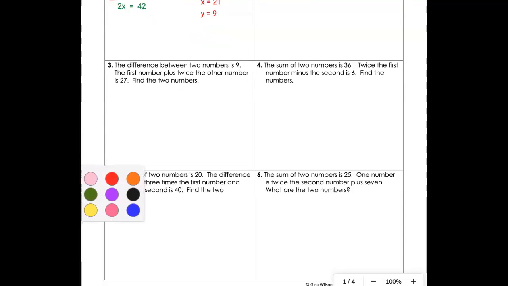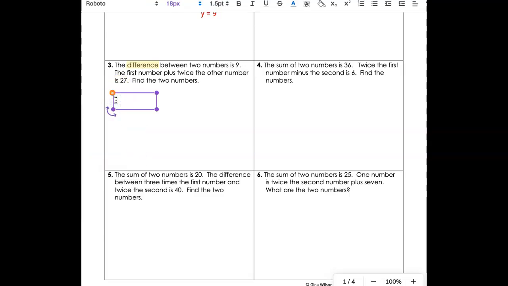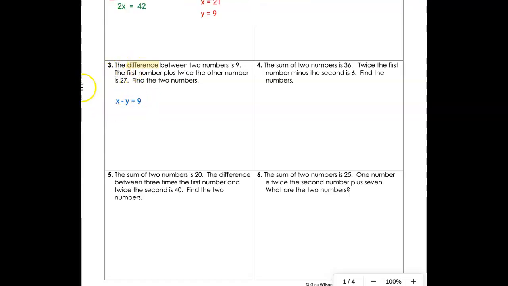So for 3, we've got the difference between 2 numbers is 9. That's simple enough. We just saw it in the last one. Difference is subtraction. So x minus y equals 9. Then it tells me the first number plus twice the other number. So right there is where it's going to change a little bit.